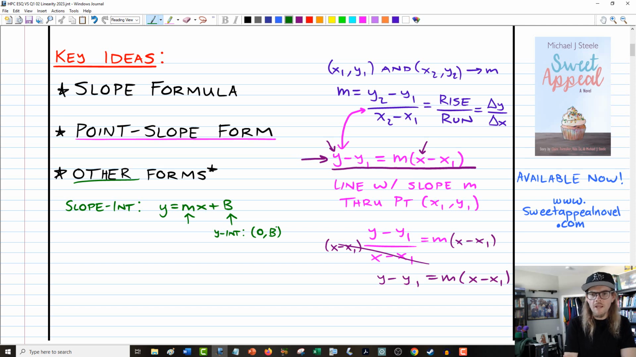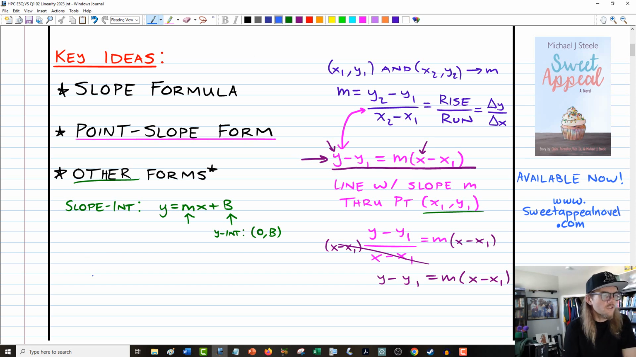So if you've ever wondered, why don't we use that? It's because in the point slope form, we can see that original point. We can see the point that it goes through really clearly, whereas here we only see one specific point, and it's always the y-intercept, which may or may not be the point that we have or that we're interested in. So there you go.